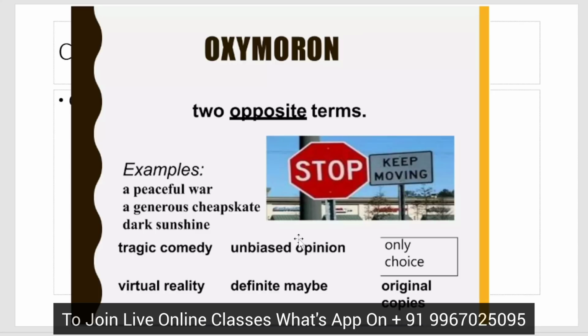So in the case of oxymoron, both the opposite terms are next to each other. However, in paradox, we have contradictory ideas. So many students, many times, get confused between oxymoron and paradox. So paradox is two different ideas. And one simple way to remember is in oxymoron, you have two different opposite terms next to each other.